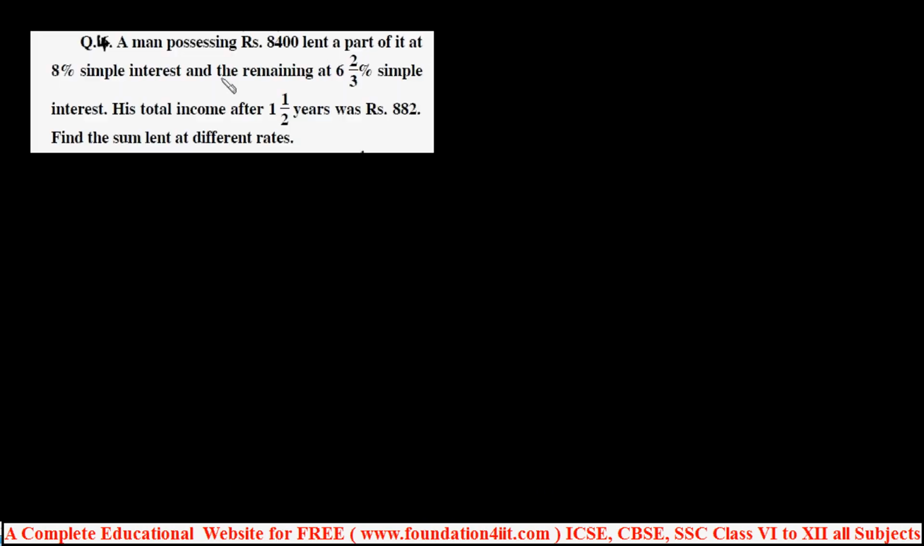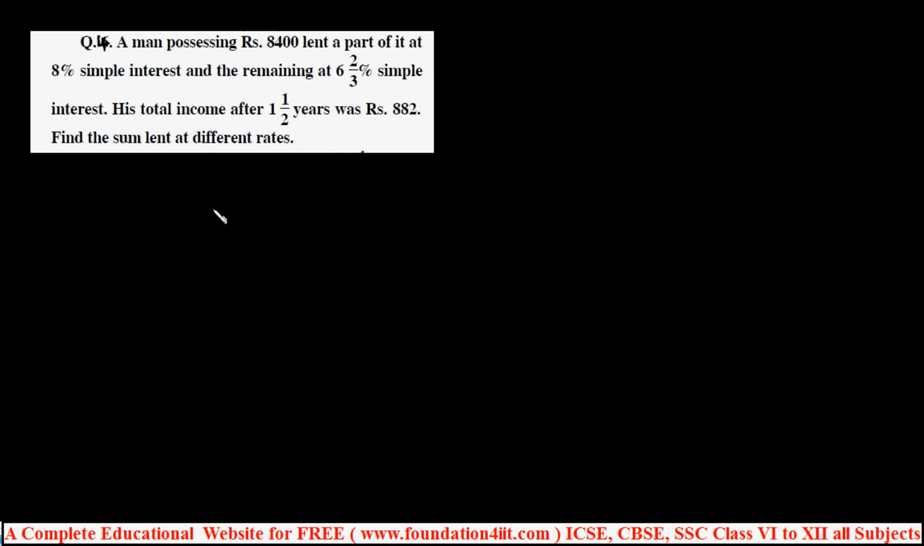We'll have a few more questions. Let us see this problem here on the board. A man possessing rupees 8,400 lent a part of it at 8% simple interest and the remaining at 6 2/3% simple interest. Okay, 8,400 is the total amount, but some part is at 8% simple interest and the remaining at 6 2/3%. His total income after 1.5 years was 882. Find the sum lent at different rates. For 8% simple interest, how much invested? With 6 2/3%, how much invested? You can understand the question easily.